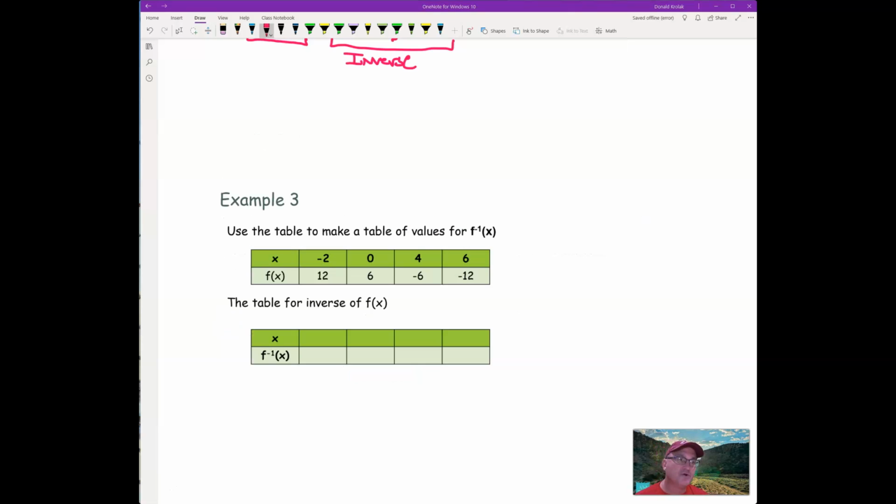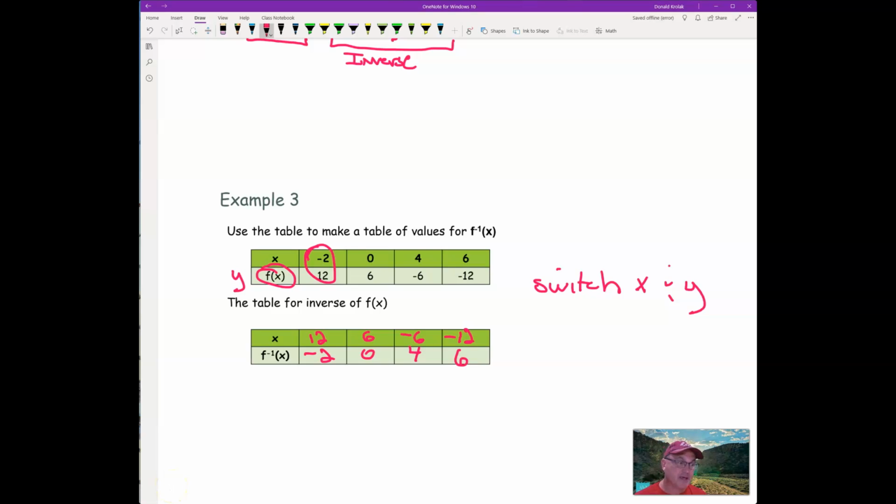All right, so if you had a table and I said, use this table to write the table of the inverse, well, to do that, you switch x and y's. So remember, f(x) is the same as y. So all I'm going to do is switch these: (12, -2), (6, 0), (-6, 4), (-12, 6). And now the second table is the inverse of the first table. That's inverses. I've reversed the action.